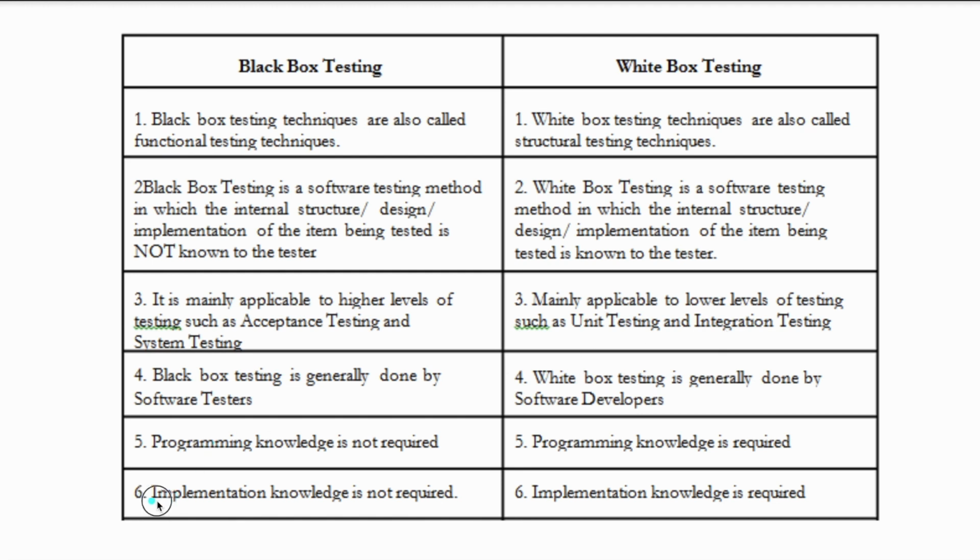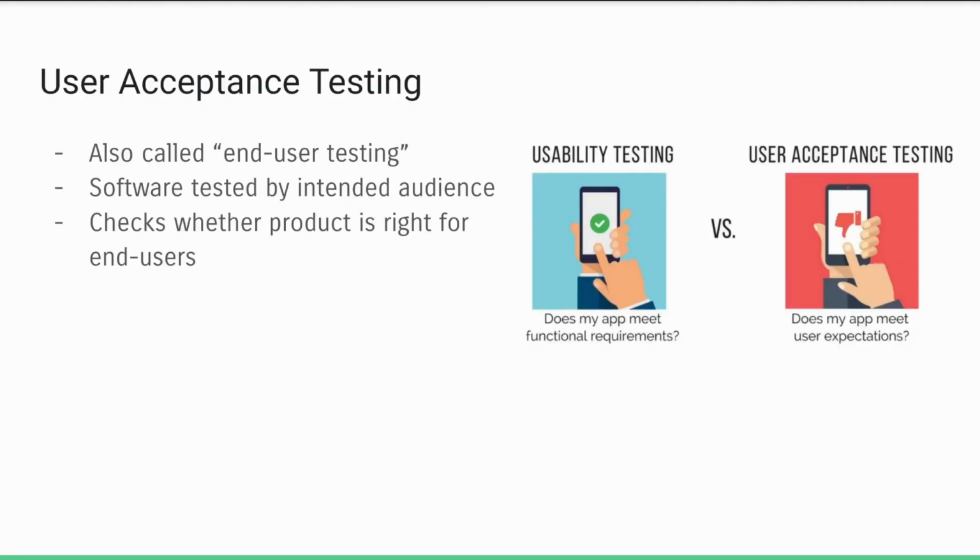And with black box testing, again, you don't need to know how the code works. With white box testing, you do need to have some knowledge of the code base. Now, another type of testing is called user acceptance testing. This is pretty simple. This is actually similar to beta testing. It's just a more broad term for when we have software tested by the intended audience. So basically, we give the software to people who we expect will use it, and we ask them whether it meets their expectations. Now, usability testing is another term you might see. This is just testing for how easy to use the software is.